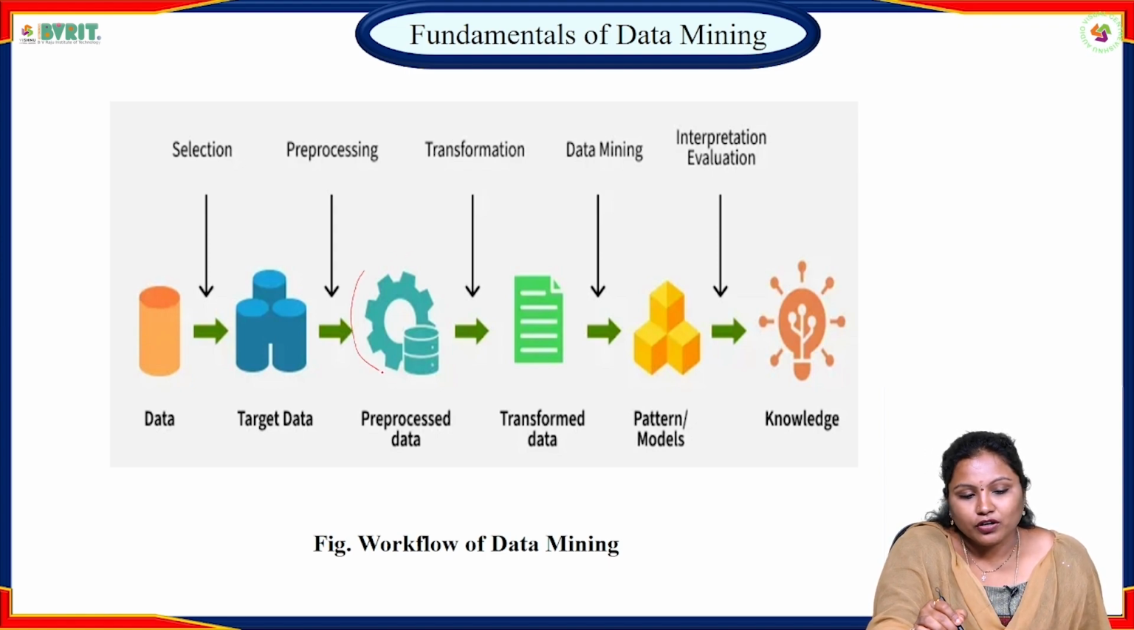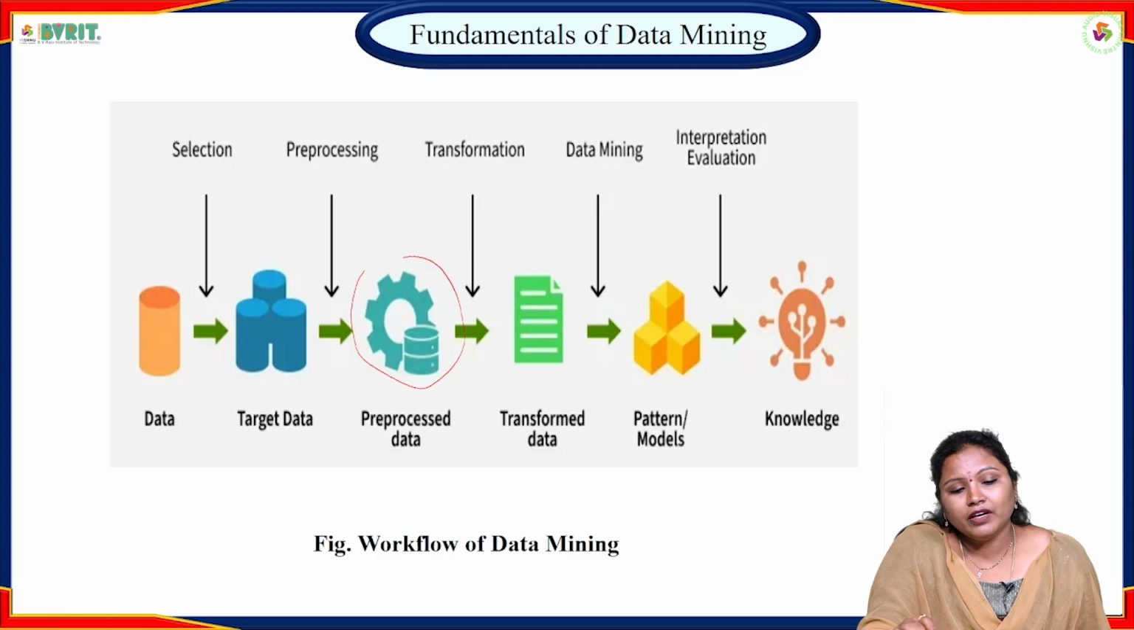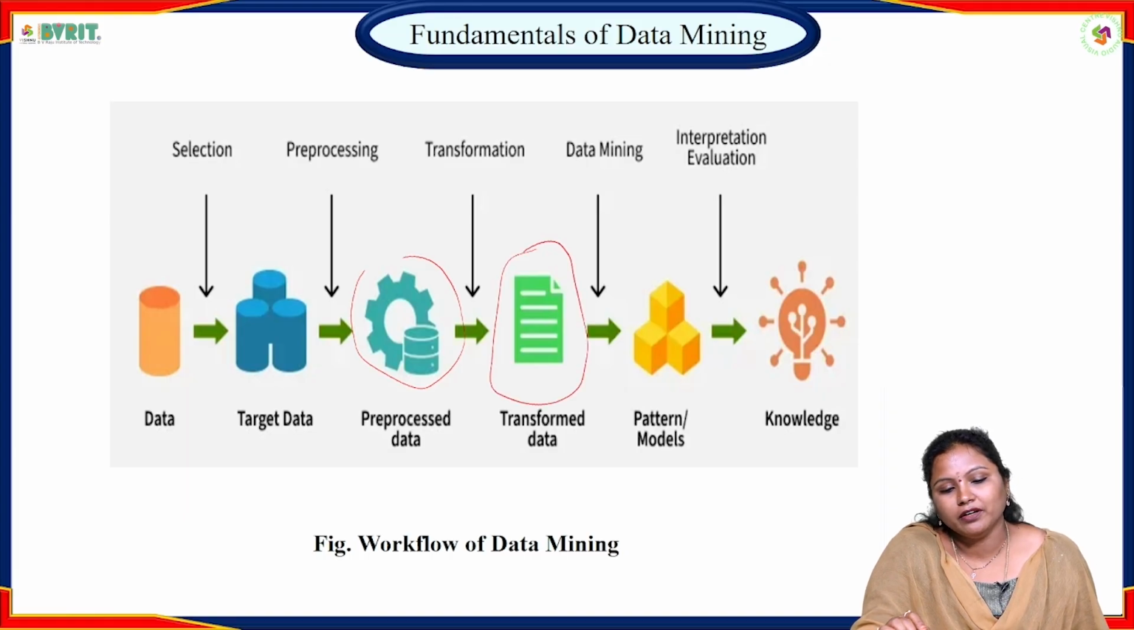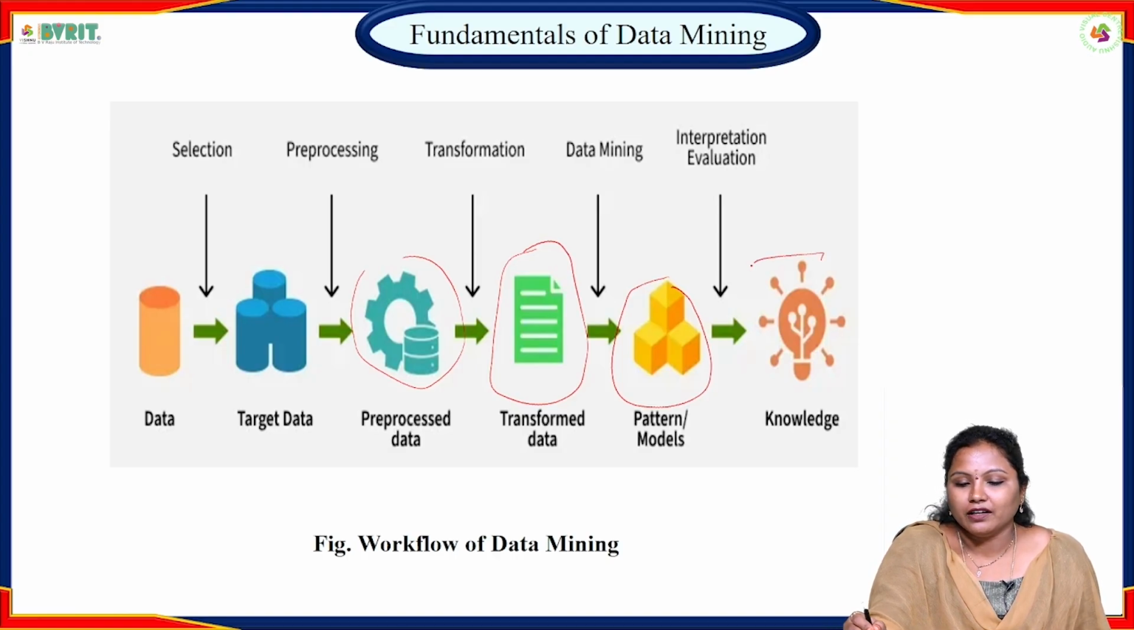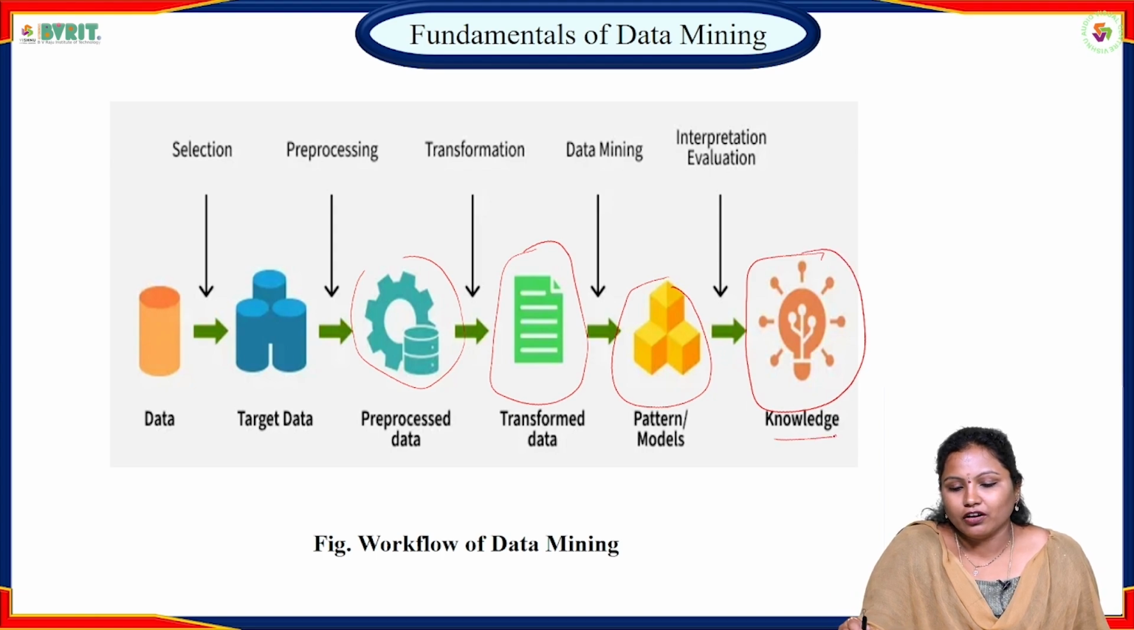The next step is processed data, and according to our requirement we transform the data. Transformation can be done here. After doing transformation, the transformed data will be fine. From that we go with the data mining process. According to the patterns and models we mine the data, and interpretation and evaluation is done, and finally knowledge discovery, whatever the knowledge is there. So first is data selection, data pre-processing. The target is set, then data pre-processing, data transformation, data mining and interpretation.